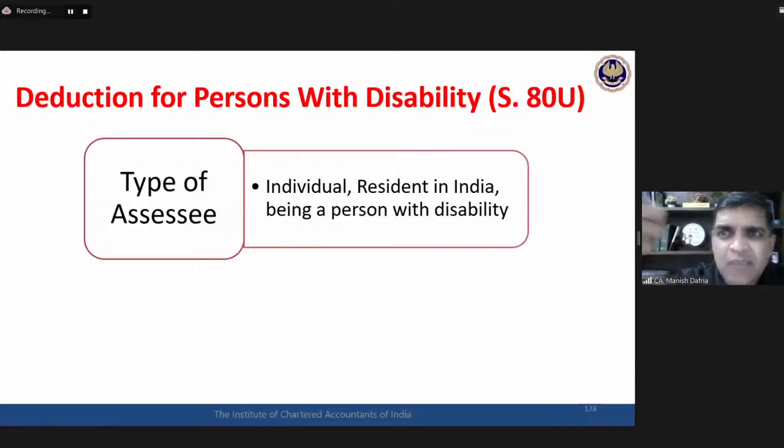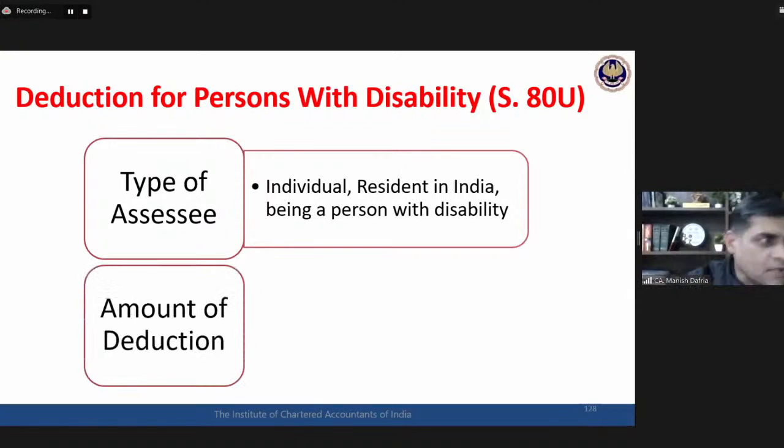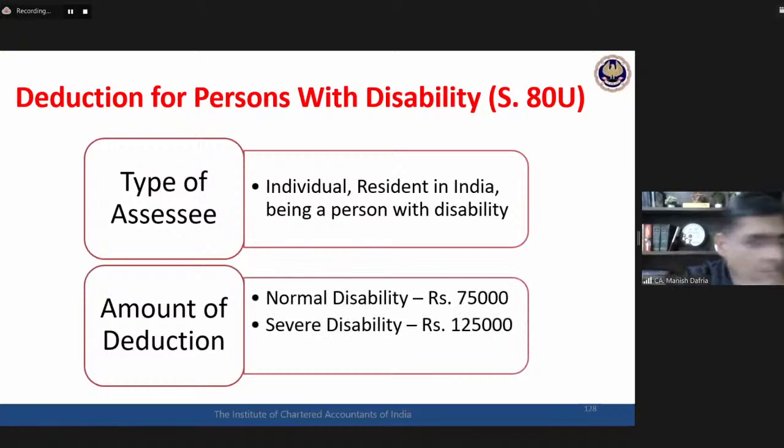So, type of assessee for 80U. Who is the assessee? Individual resident in India, only resident. For non-residents, 80U is not available. And then this person is a person with disability. What is the amount of deduction? Normal disability, 75,000 rupees deduction. Severe disability, 1,25,000 deduction. What is this normal and severe?